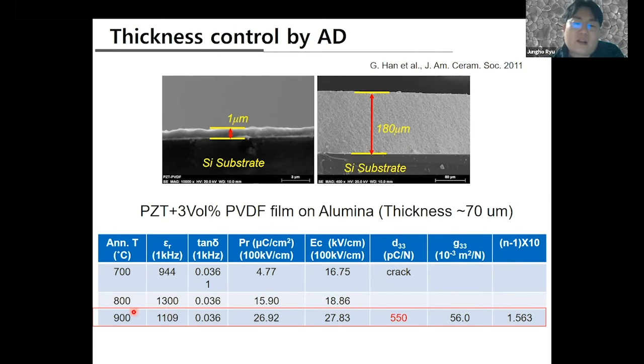This is one of the data. After annealing at 900 degrees C, we got more than 100 micron. In this case, like 70 micron. The D value here, you can see, is over 500 picocoulomb per Newton. That powder was PGT5H, so it's very similar to the bulk ceramic materials, but these are thick films on the silicon substrate.